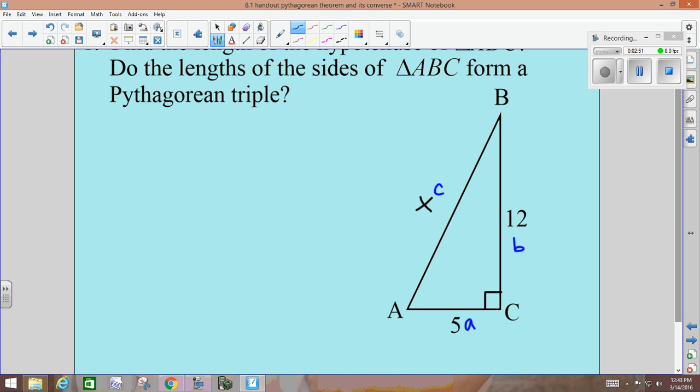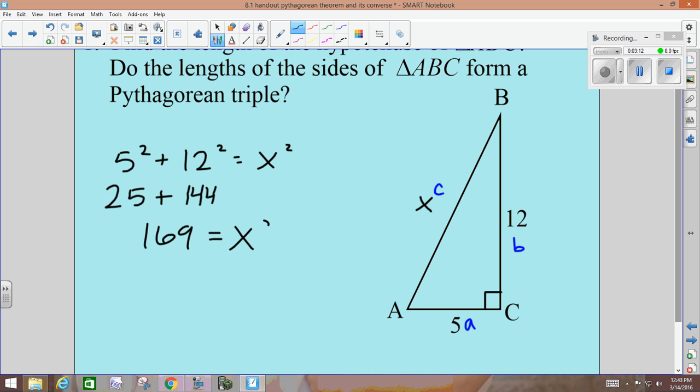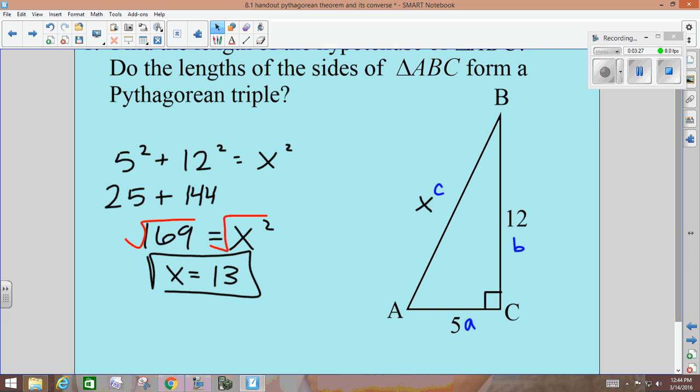Taking 5, 12, and X and plugging them into your equation at the top, you'd have 5 squared plus 12 squared equals X squared. Order of operations, you have to square these first. What's 5 squared and 12 squared? And the sum of 144 and 25. So we've got 169 equals X squared. How do I make X squared X? Take the square root. Square root of 169, 13. Good. So the length of our hypotenuse would be 13 units.